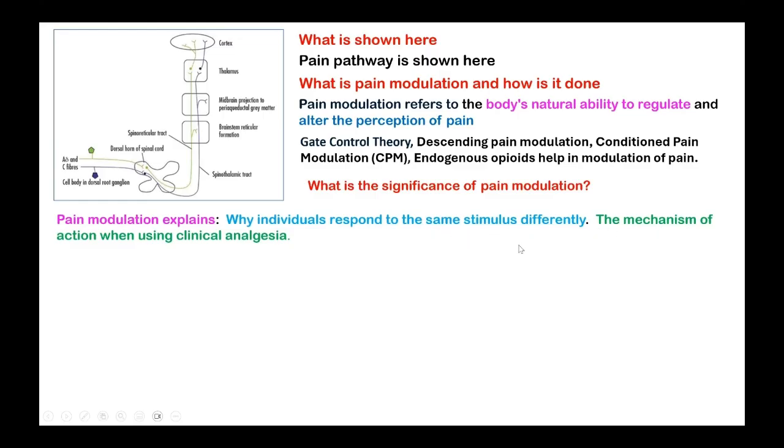The mechanism of action when using clinical analgesia is useful, because some patients may require a very heavy dose of painkillers and some patients may not require that much. All that is because their natural ability to regulate and reduce pain is very good in some patients. They are lucky. Okay, so what is opioid-induced hyperalgesia and how do you treat it?